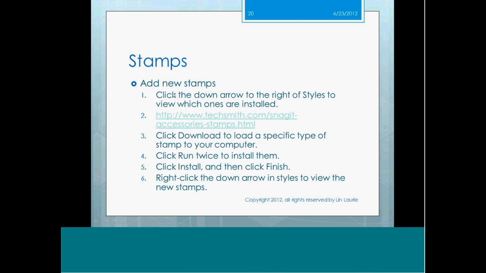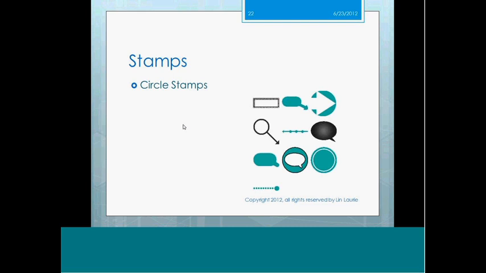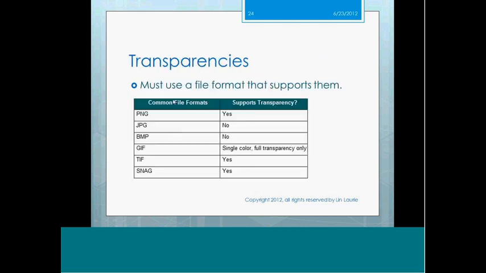And here are the instructions for downloading them. And here are some groups of stamps. This is called hand-drawn, so you can download this if you want. This is circle stamps, rounded stamps. And now on to Transparencies.